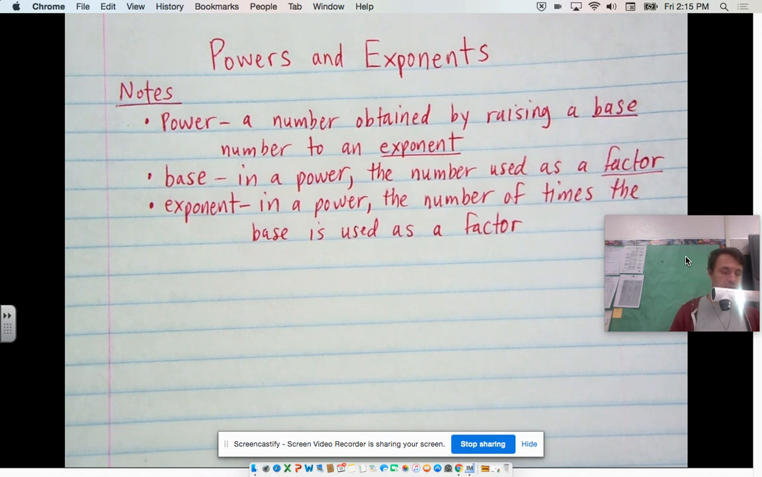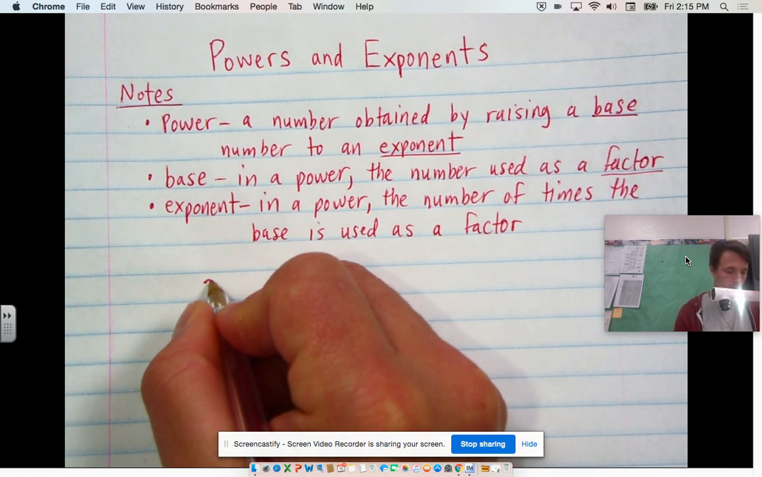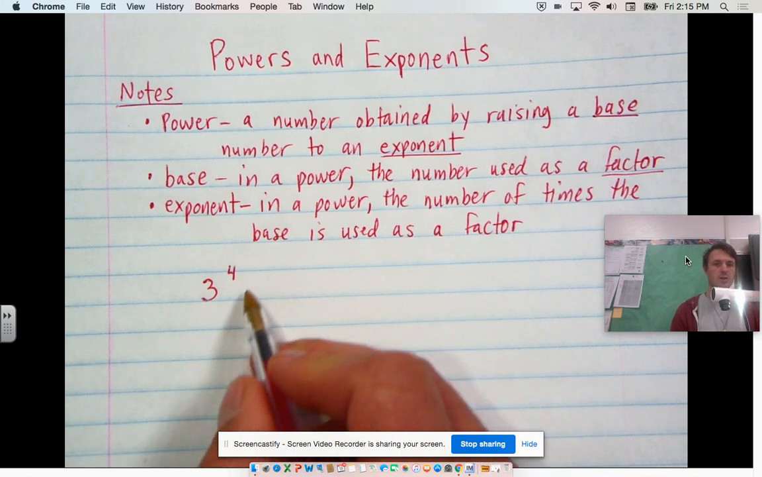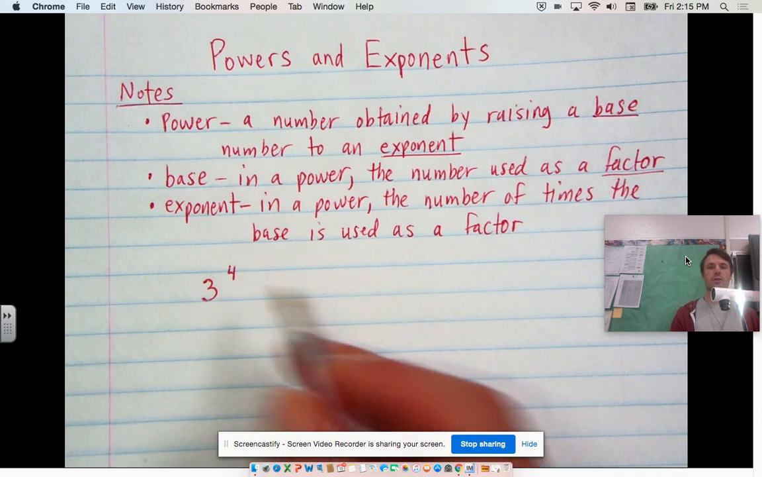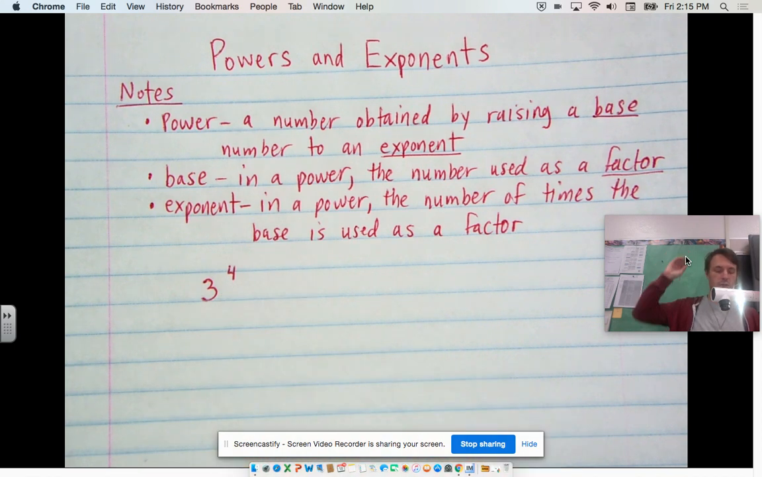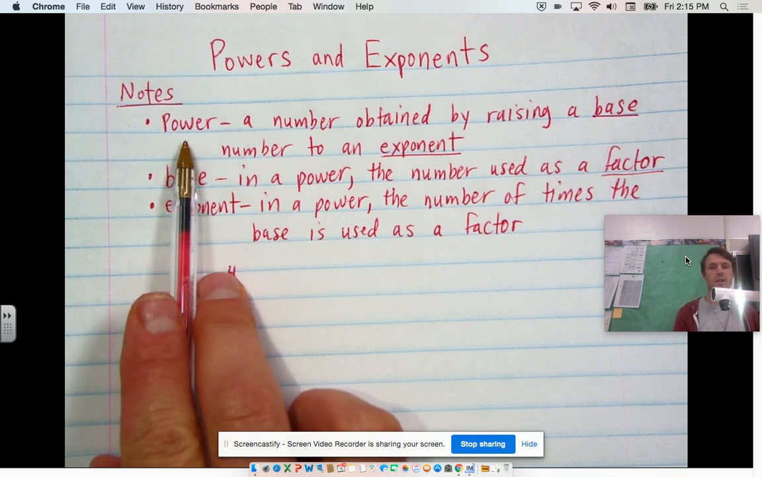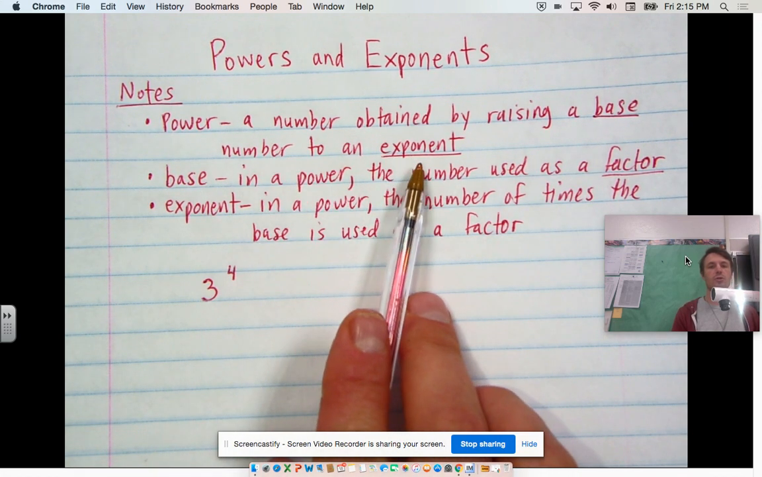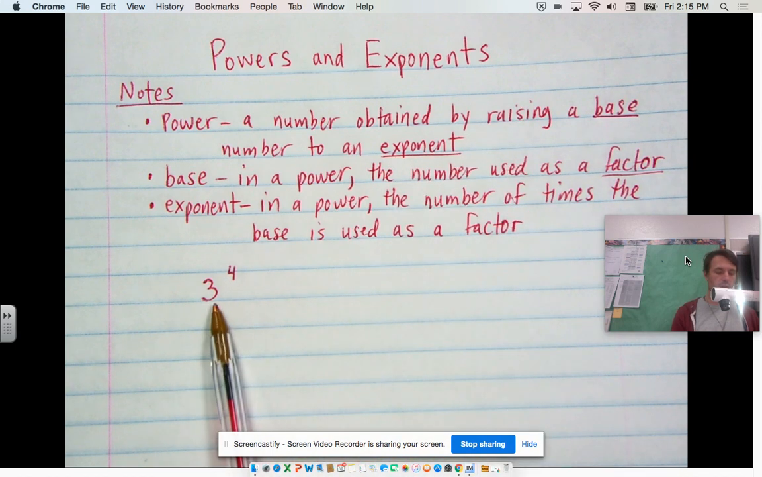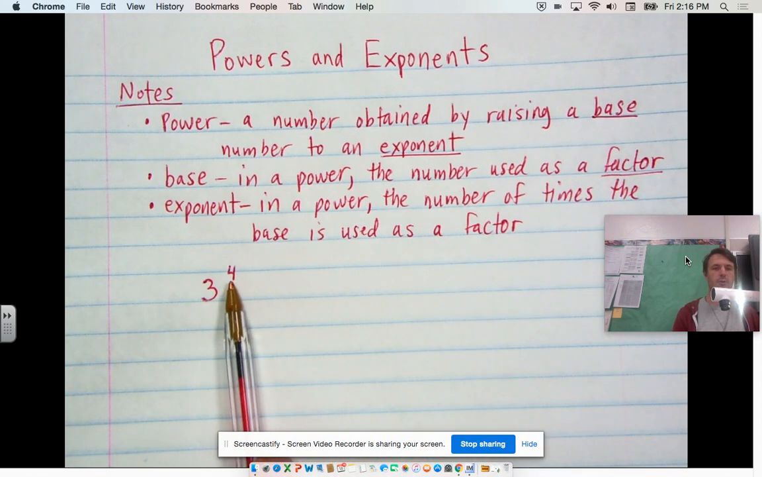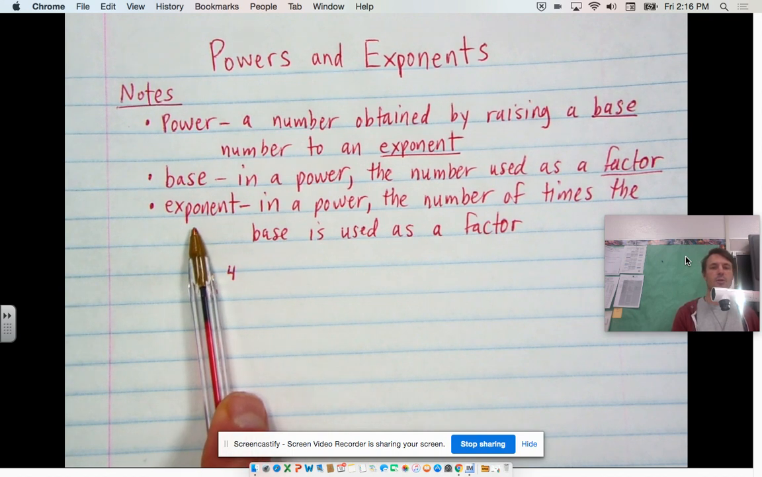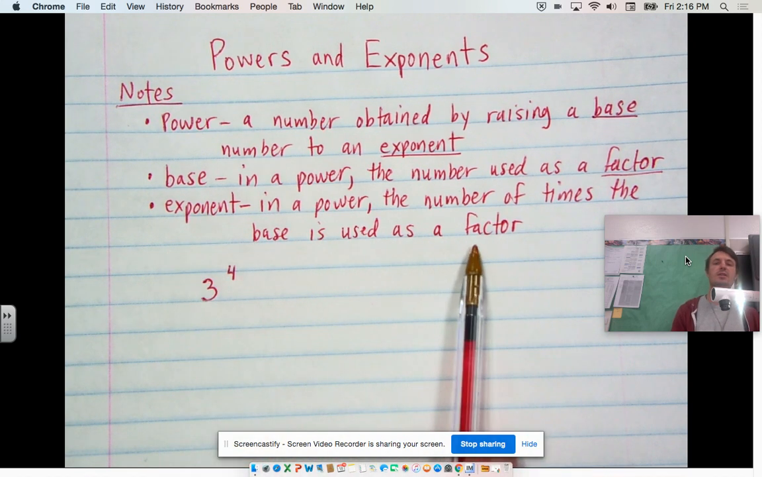Okay, let's look at an example. 3 to the fourth power. Now, this whole thing, when you see a regular size number with a smaller number above it, off to the side, that's what a power is. A number obtained by raising a base number to an exponent, okay? Now, the large number, that's the base, the number used as a factor. The smaller number that looks like it's getting a piggyback ride from the larger number is the exponent. In a power, the number of times the base is used as a factor.